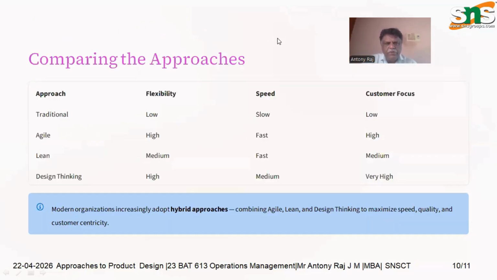And when we compare the approaches of traditional, agile, lean, and design thinking, if we talk about flexibility, design thinking is the highest, agile is also highest, and traditional is low. If you talk about speed, agile is definitely fast, lean is also fast. And on customer focus, design thinking is very high, and agile is also very high. So modern companies can definitely adopt a hybrid approach where we combine agile, lean, and design thinking and move away from the traditional practices.